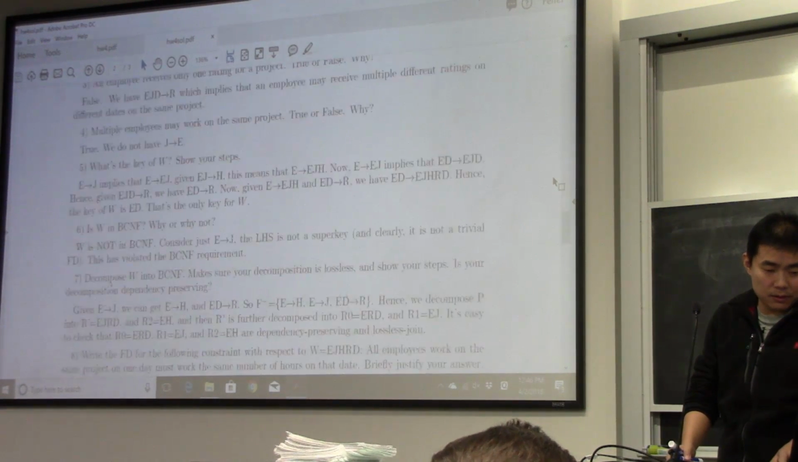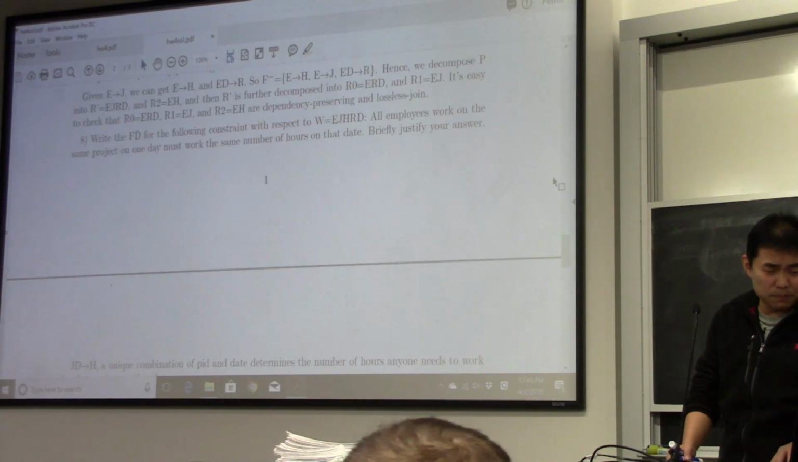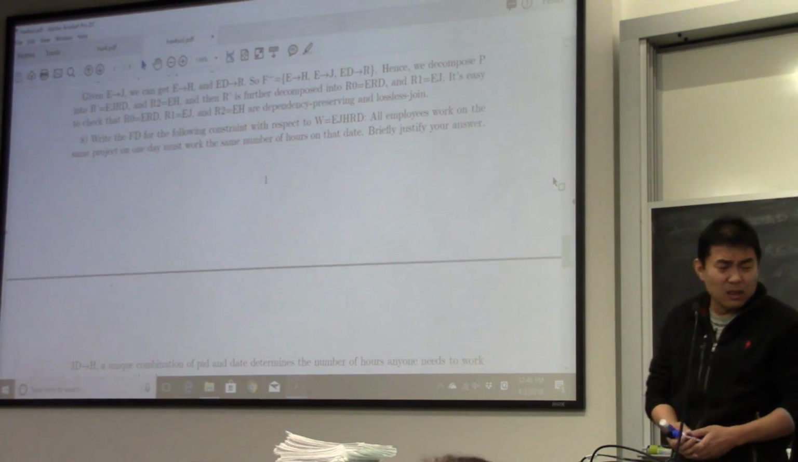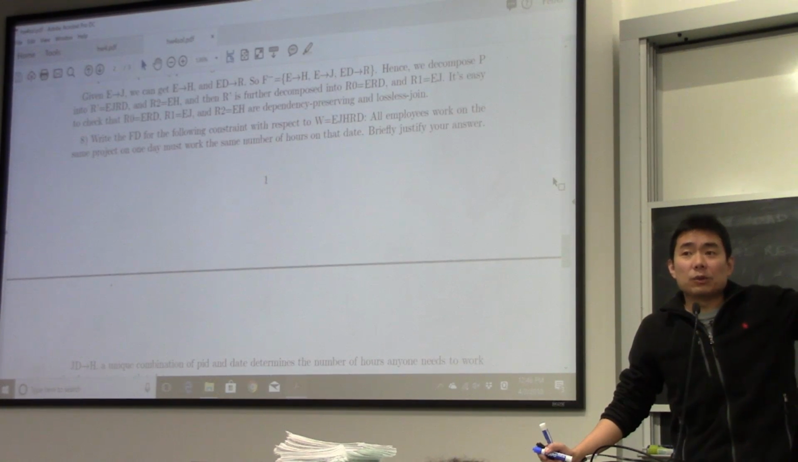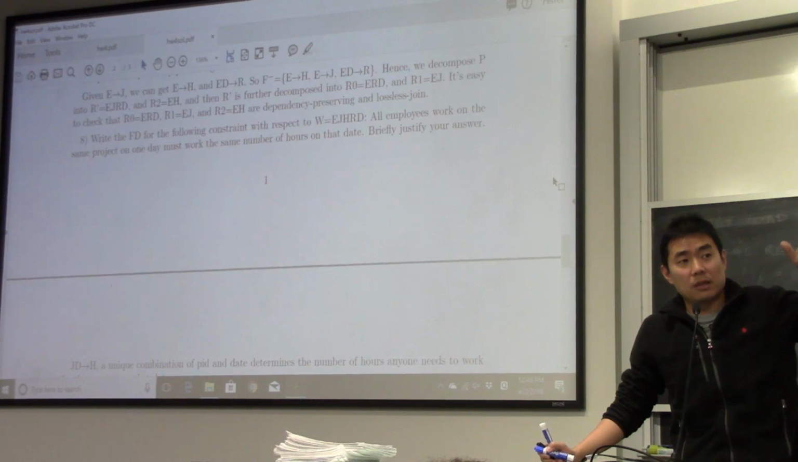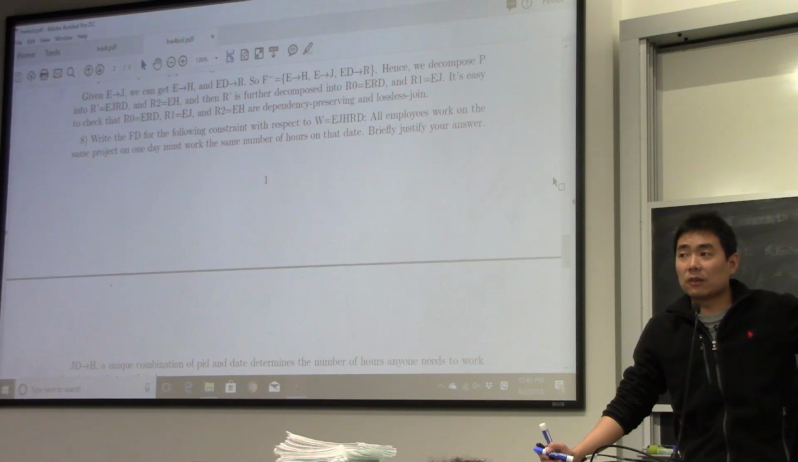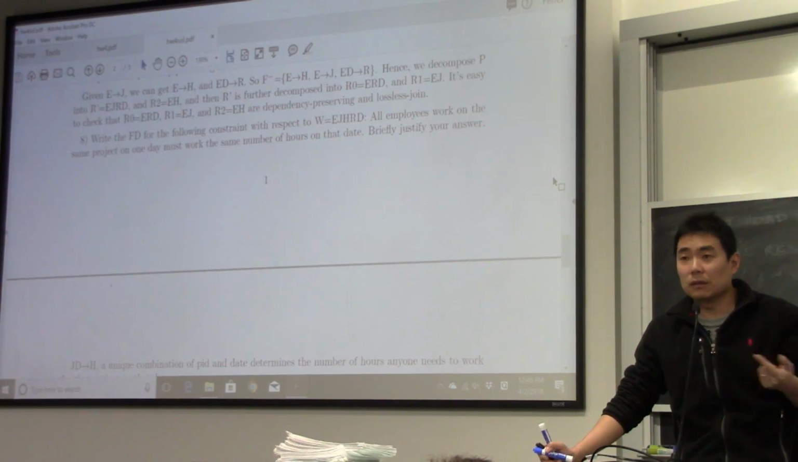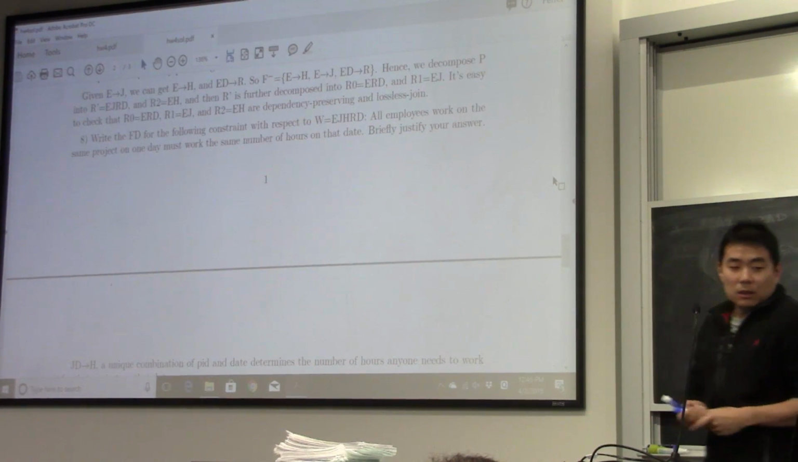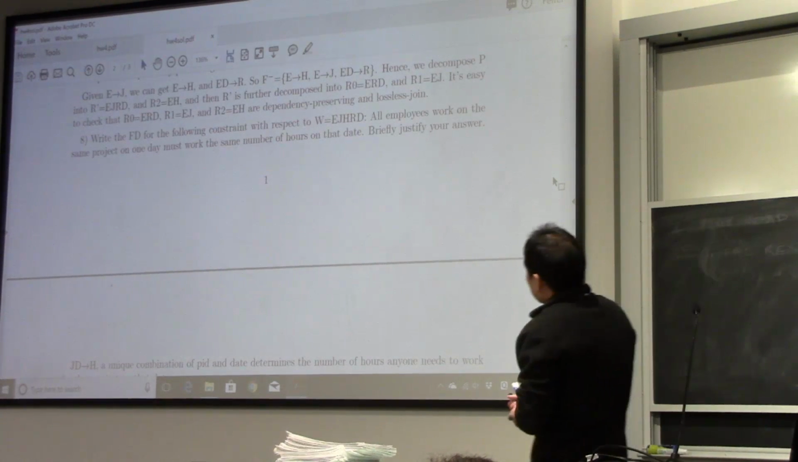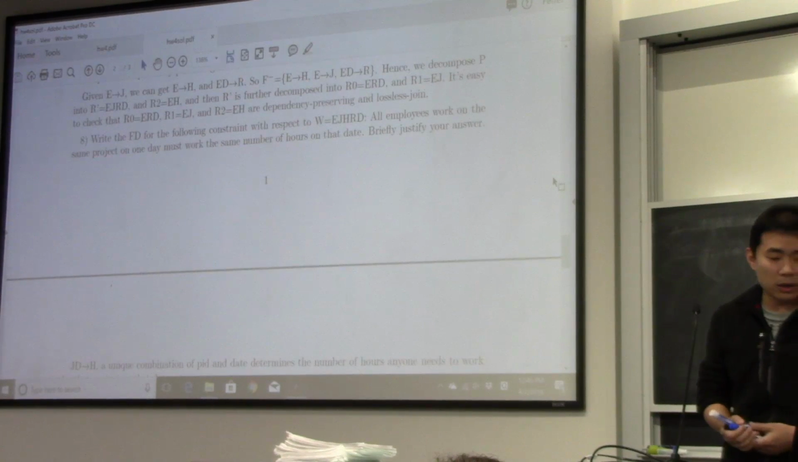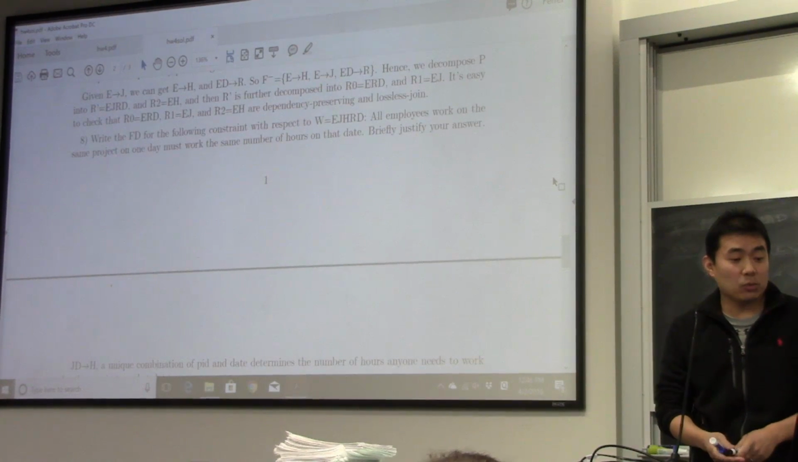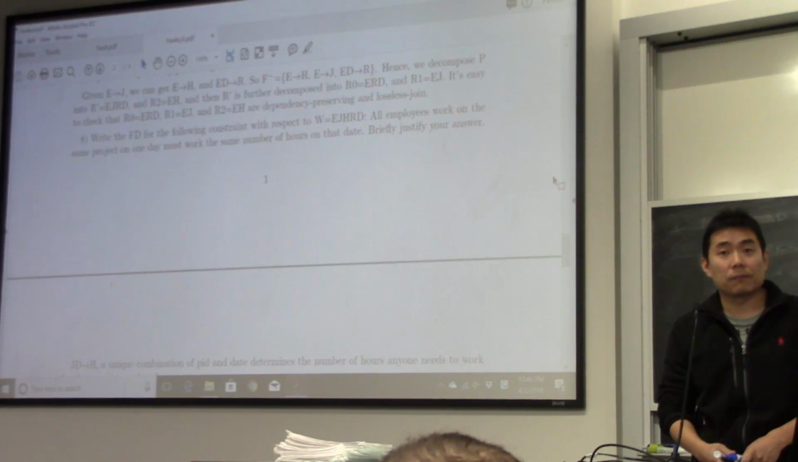And there are other ones. I will show you another example. This is using the functional dependency to derive the statement in the specification. What about going the other way, which is, given a statement from the specification, deriving the functional dependency? The last question of this problem says, all employees who work on the same project on one day must work the same number of hours on the date.